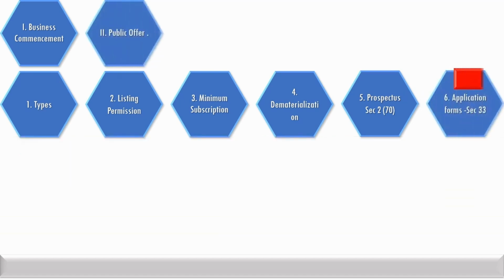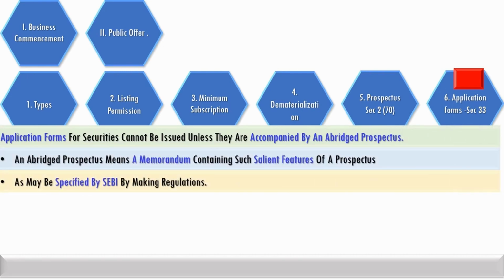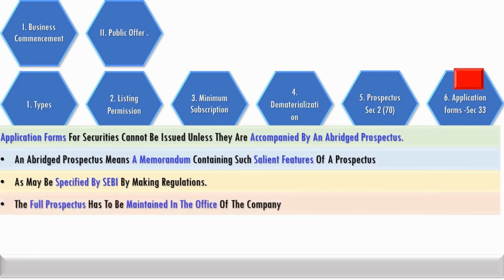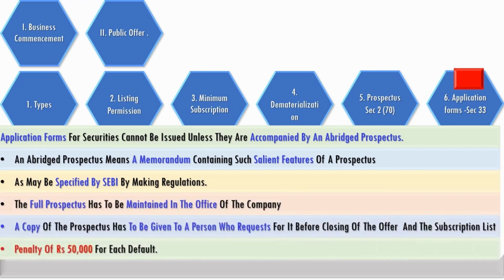In every public offer, the application form is required to be accompanied by an abridged prospectus, which is a memorandum containing salient features of a prospectus as specified by SEBI. However, the full prospectus shall be maintained at the office of the company, and a copy of the prospectus shall be made available to anyone who requests for it before closing of the offer. Failure in giving a copy of the prospectus as above can attract a penalty of Rs 50,000 for each default.